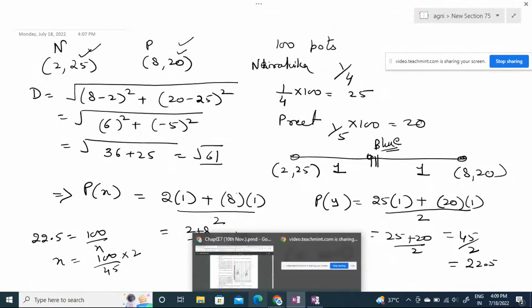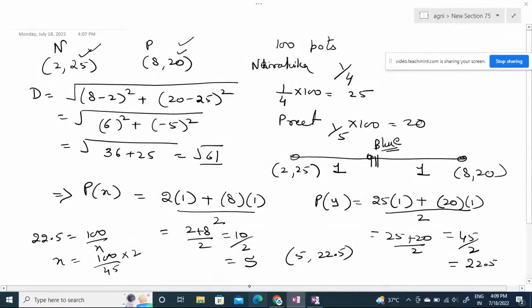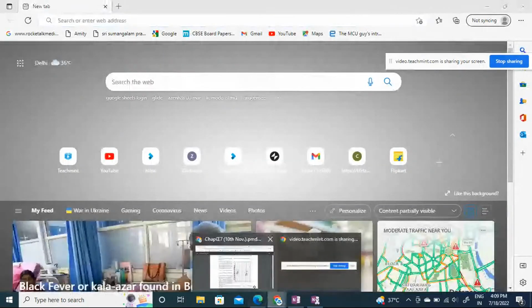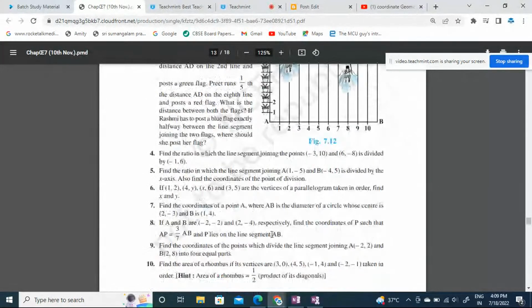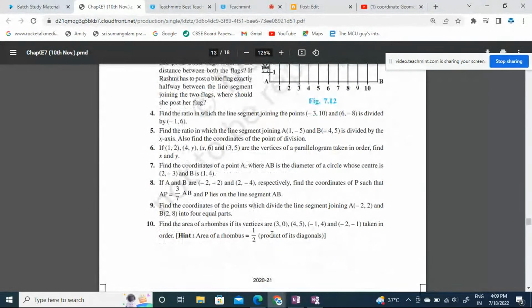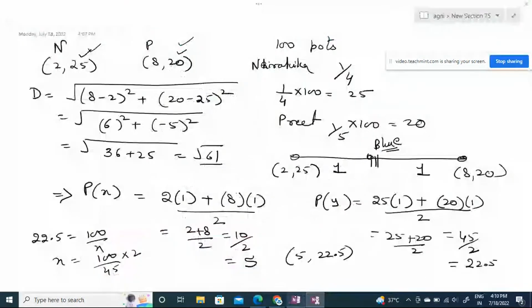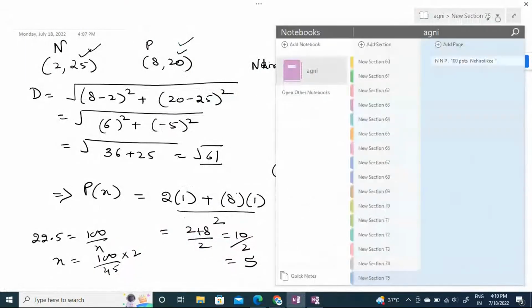Now I'm shifting to the next question. Question number 4. Find the ratio in which the line segment joining the points is divided by this. These types of questions are very important. From the 4th to the 10th, all the questions are important, so be careful and revise in your examination.